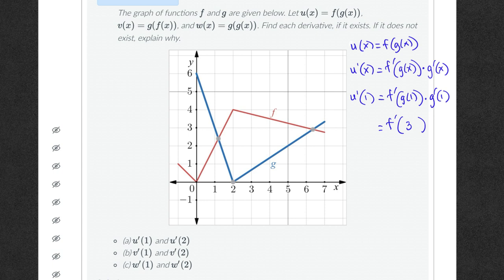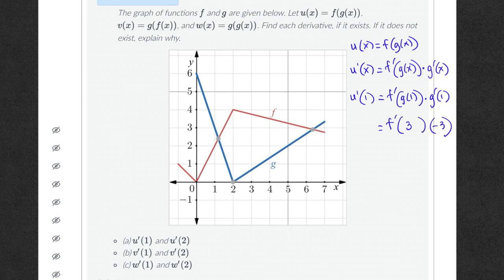Also, g prime is the derivative, or the slope of the tangent line at 1. G prime of 1 is the slope of the graph at x equals 1. At x equals 1, the slope of this line: we go down 3 and go over 1. And so the slope is negative 3.